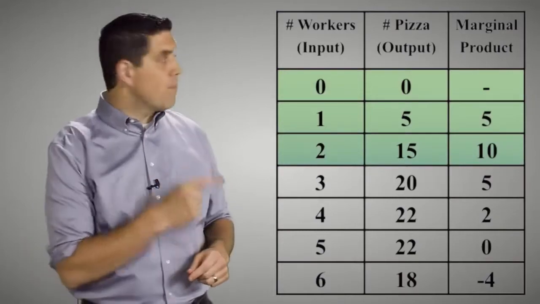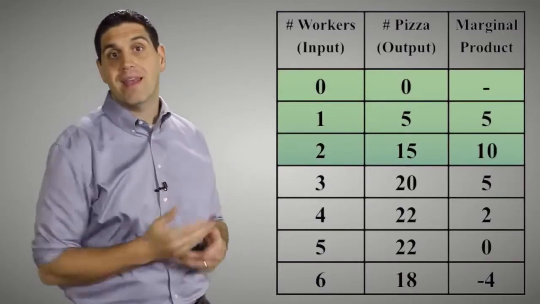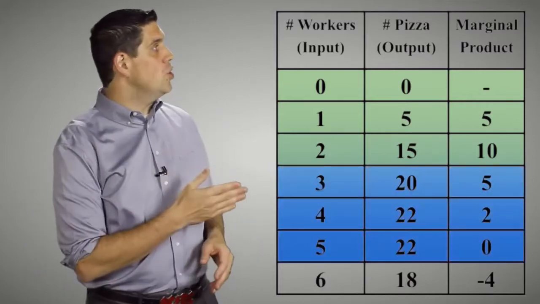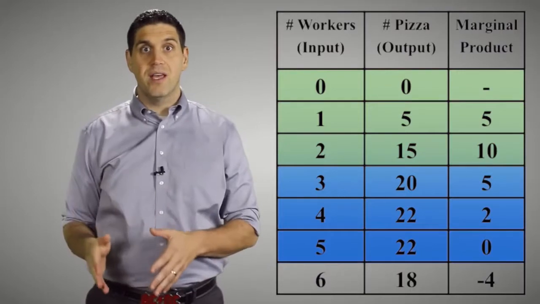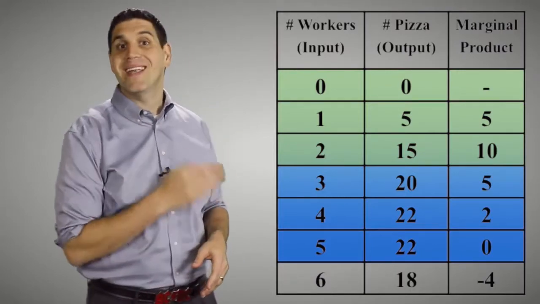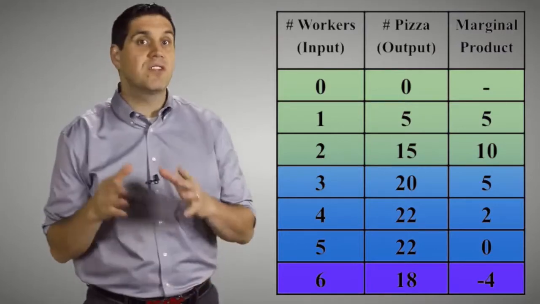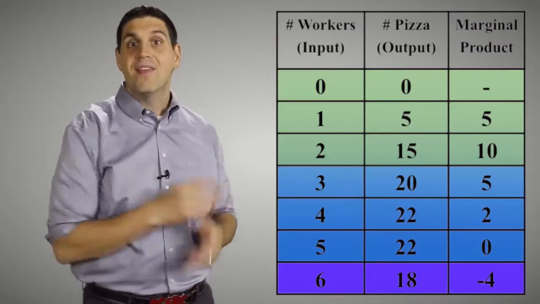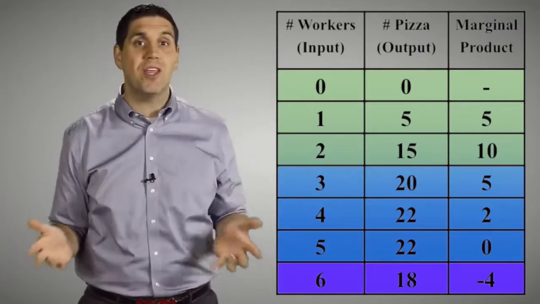Right here is stage 1, where the marginal product is increasing because of specialization. Total product is increasing at an increasing rate. Right here is stage 2, because the marginal product is falling because of fixed resources and the law of diminishing marginal returns. Total product is increasing, but at a decreasing rate. Right here is stage 3, and the marginal product is negative, which means the total product is actually falling. This is because the workers are in each other's way and they're fumbling over each other, and there's just way too many cooks in the kitchen.